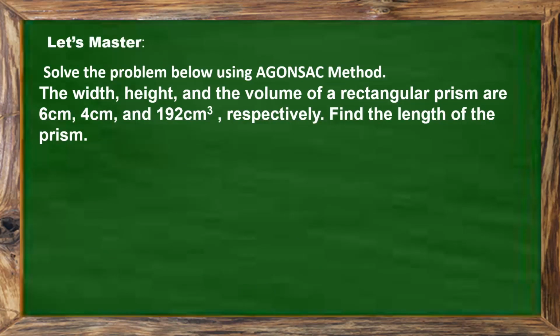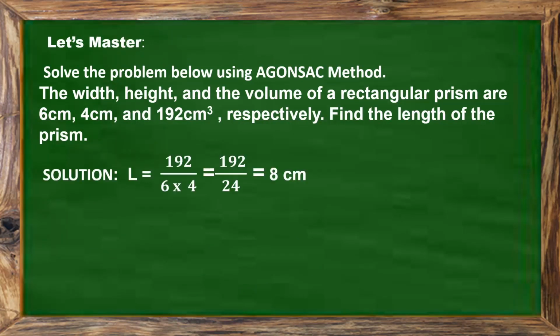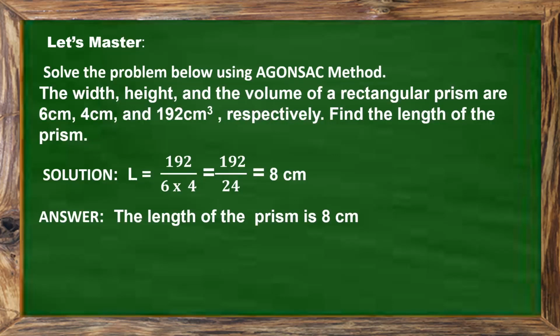Okay, the same problem. Solution. Length is equal to 192 divided by 6 times 4 equals 192 divided by 24 equals 8 centimeters. So the answer is, the length of the prism is 8 centimeters. Checking. 24 times 8 equals 192 cubic centimeters.